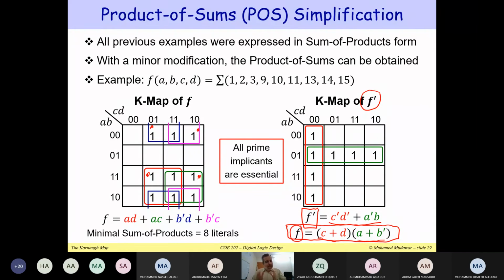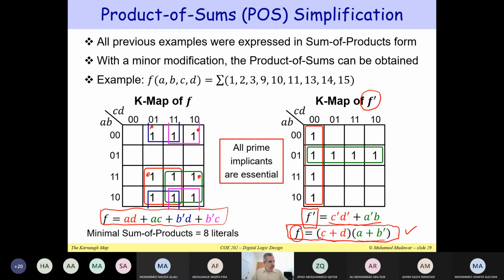So we got, using the same Karnaugh map, a different expression, but this expression is not a sum of products, it's a product of sums expression for the same function F. So now we have two expressions: one minimal sum of products that has 8 literals, and another, a product of sums, that has only 4 literals for the same function F. So we have obtained two minimal expressions, one minimal sum of products that has 8, it cannot really have less than 8, and a product of sums which has only 4 literals.